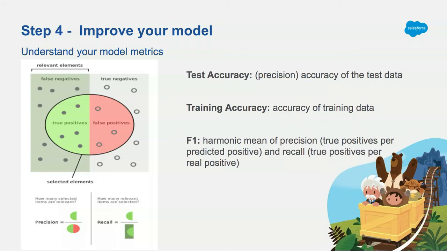So precision is basically true positives over everything that the model should have guessed, and recall is everything the model got right over everything that it should have guessed, okay?